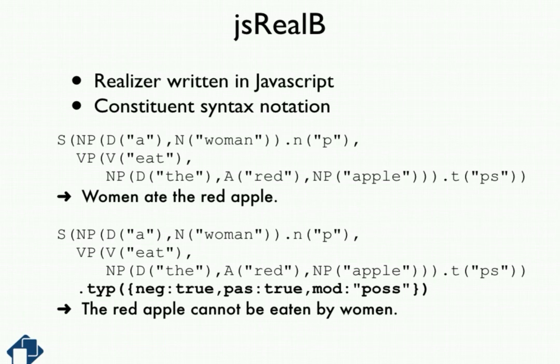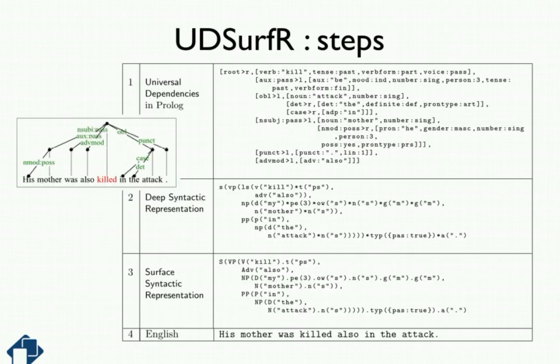But what is more interesting is the fact that starting from a single sentence, you can get many of them. And just by saying, for example, that you want this sentence negated, in the passive and with a modality of possibility, then it will generate "the red apple cannot be eaten by women". So this will be our target.